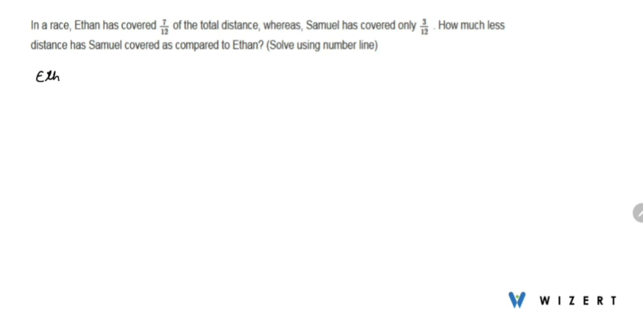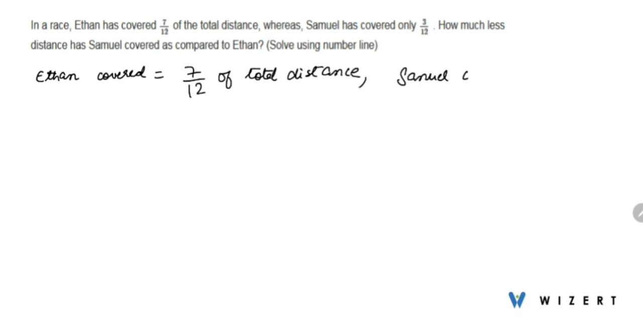So first of all, let us write how much distance is covered by Ethan. Ethan covered 7/12 of the total distance. Similarly, Samuel covered 3/12 of the total distance. It is given in the question. Now we have to find out how much less distance Samuel has covered as compared to Ethan.